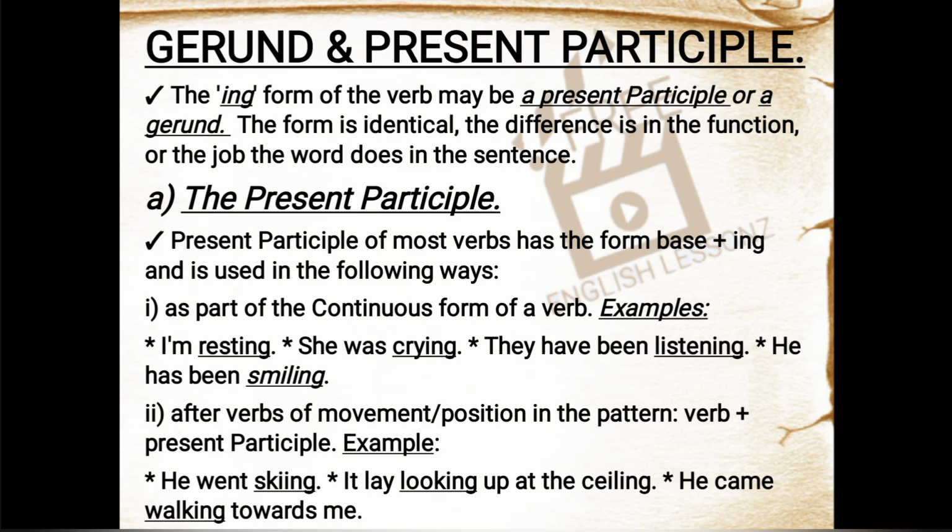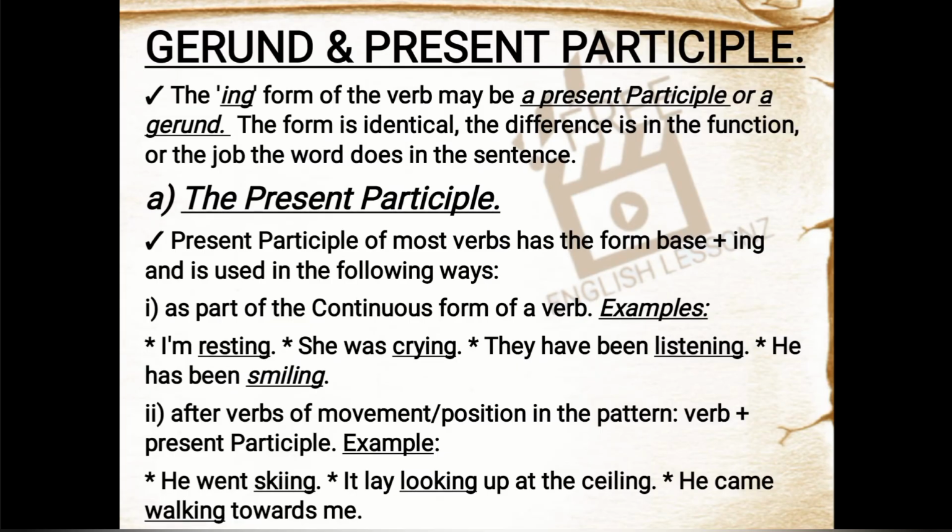A. The present participle. The present participle of most verbs has the form base plus -ing and is used in the following ways. 1. As part of the continuous form of a verb. Examples: I'm resting. She was crying. They have been listening. He has been smiling.